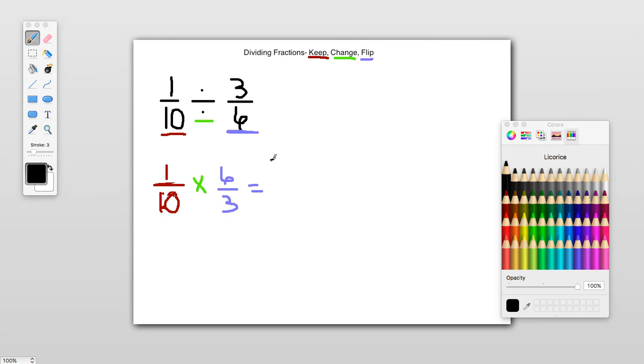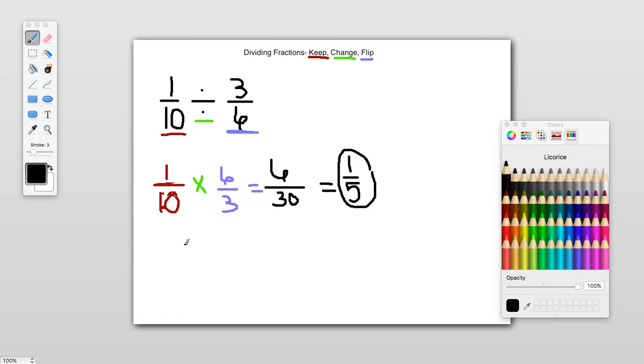1 times 6 is 6. 10 times 3 is 30. 6 and 30 can be divided by 6, which equals 1/5. And that is our answer for that.